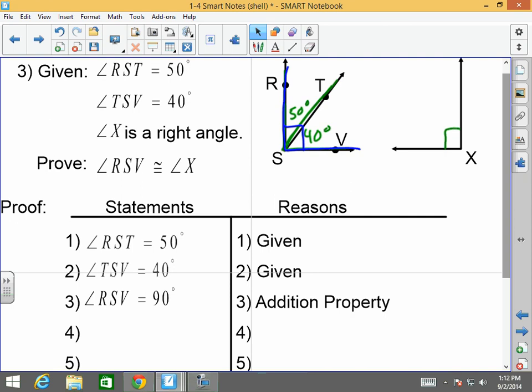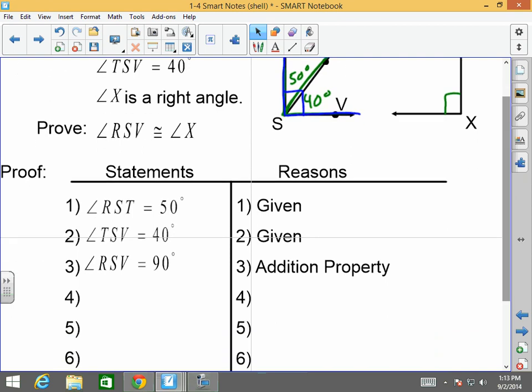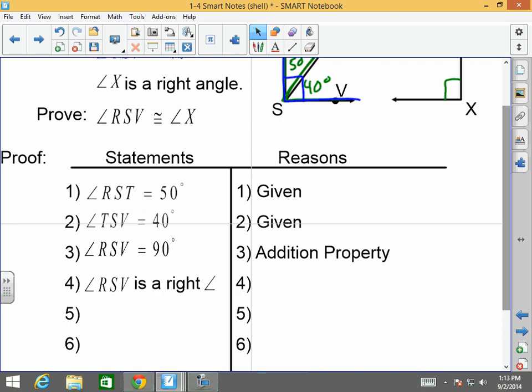Sir, you can't do the right angle theorem yet. Have you proven that that's a right angle yet? No, exactly. You guys are doing so great. You can't jump to right angle there. You first have to prove that RSV is 90 degrees. Now that it's 90 degrees, what do we know? RSV is a right angle, is it not? Why? What's the definition of a right angle? The definition of a right angle is that it equals 90 degrees. Yes, sir.